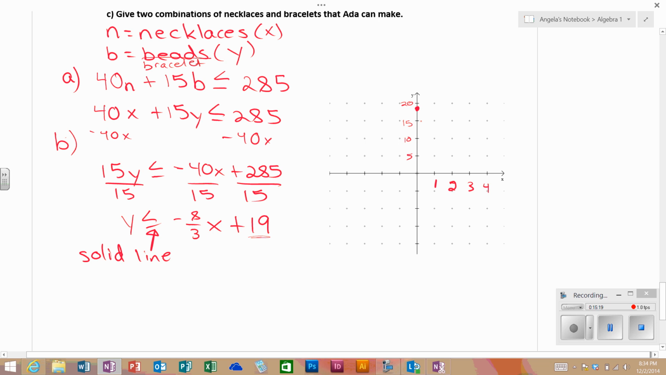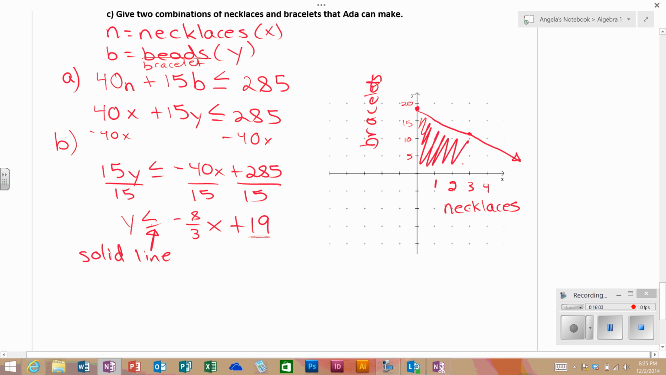I know my slope is negative 8 over 3. So I'm going to go down 8, which would put me at 11, and over 3. That's a little tricky, I know. You just kind of got to do your best to estimate. And then I'm going to use a solid line. Okay. Now, I actually know that I'm not going to have anything over in the negatives because we can't have negative bracelets and necklaces. So we know that y is everything less than the line, meaning it's everything below it.